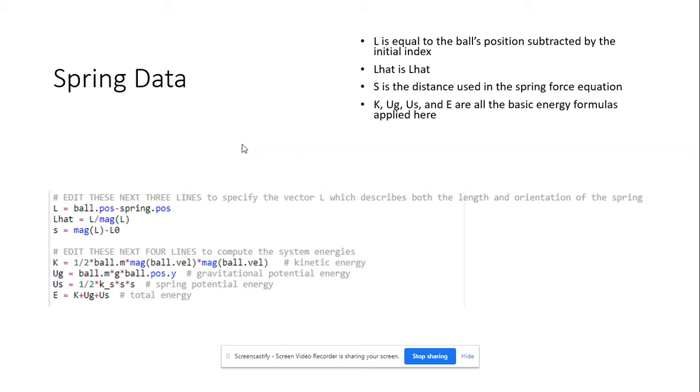Then we find the length of the ball for every iteration, which is the position of the ball minus the spring position, which is the standard start of the spring. L hat is the length L over its magnitude for each position of the vector, and then S is the x value we will use in our spring force every single time, which is the magnitude of the length minus the initial relaxed length. And then we plug in all of our standard kinetic, gravitational, and spring energy formulas, and the total energy is the sum of all.